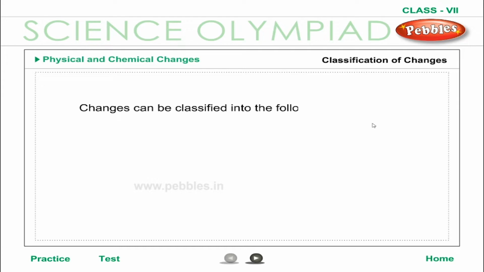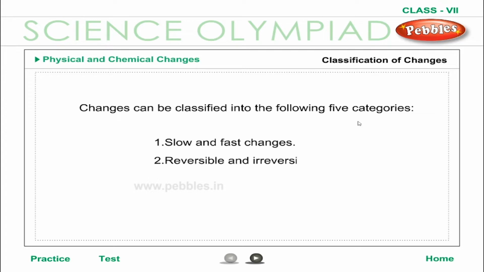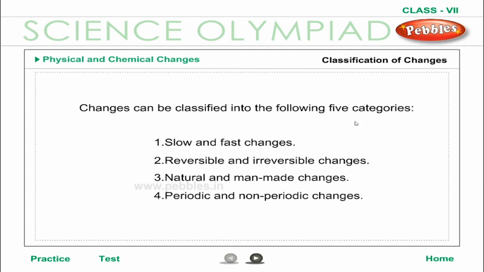Changes can be classified into the following 5 categories: slow and fast changes, reversible and irreversible changes, natural and man-made changes, periodic and non-periodic changes, physical and chemical changes.